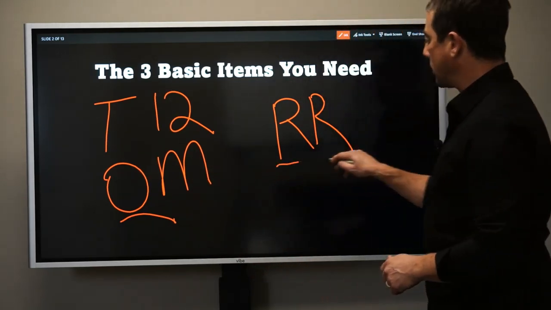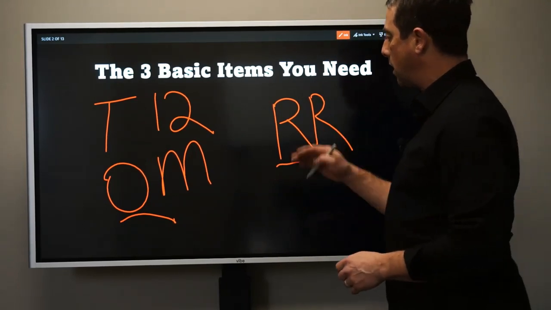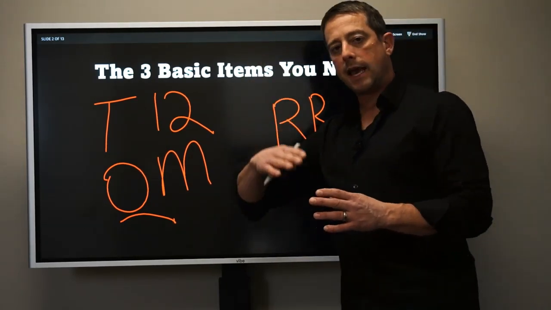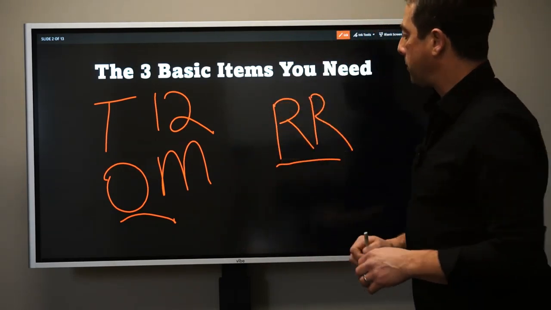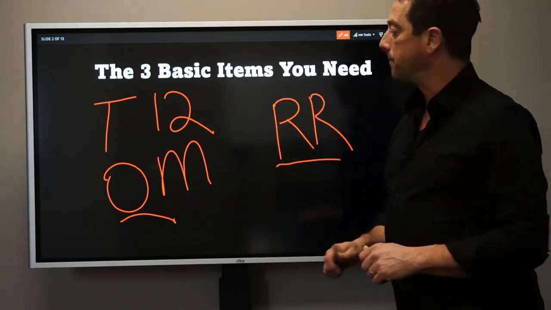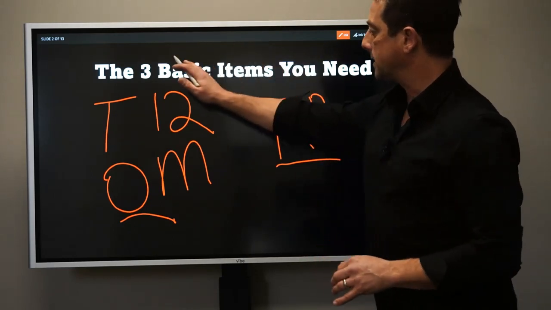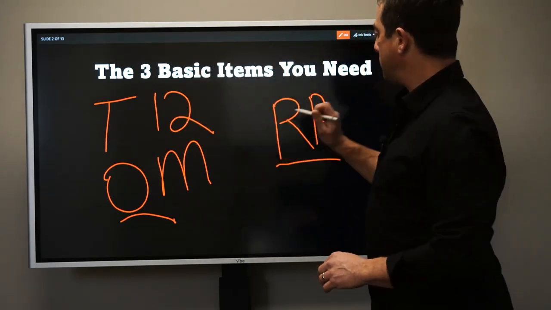And then our rent roll, that's going to be the tenant balances and the move in, move out dates, and all the stuff that tells us about the property. I'll cover that in detail in just a second. So again, those are your three things that you're basically after: your T12, your OM, and your rent roll.